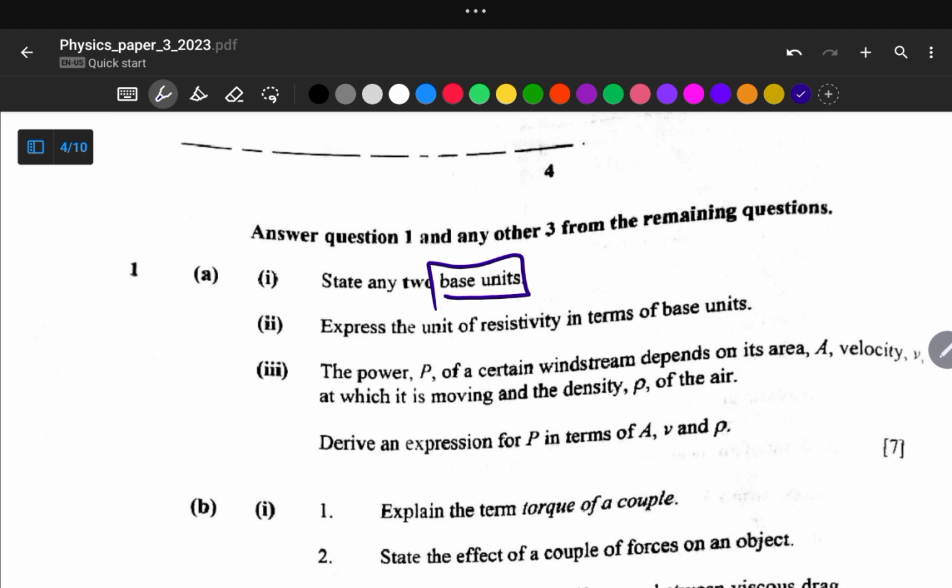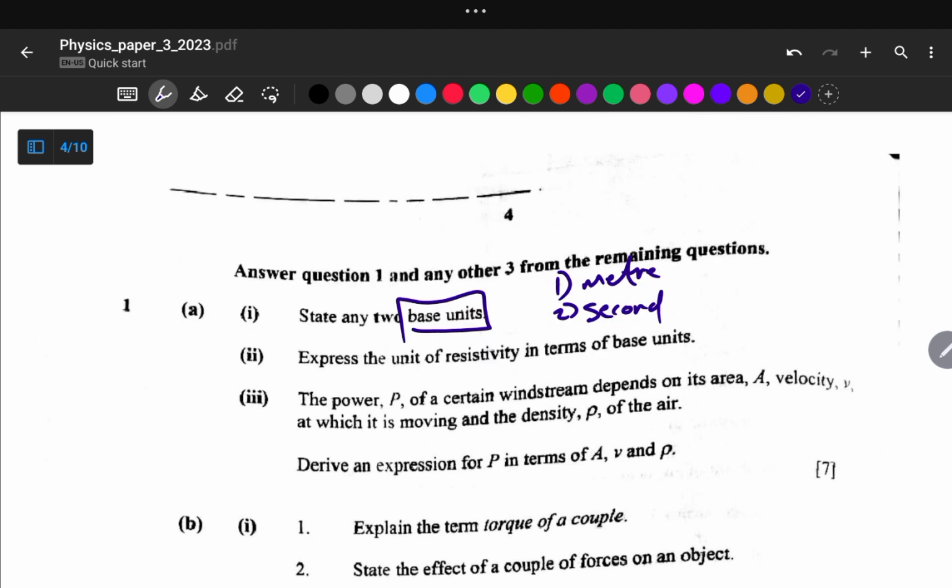These are derived quantities. So in this question, we're just required to state 2 base units. So you can write meter and second. These are just 2 base units, but you can write as many as you can.